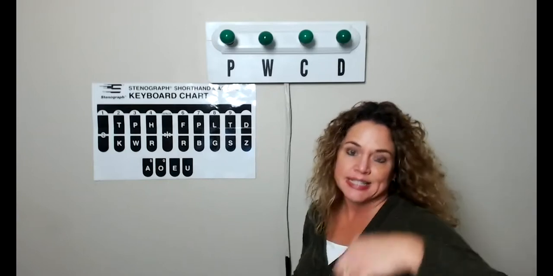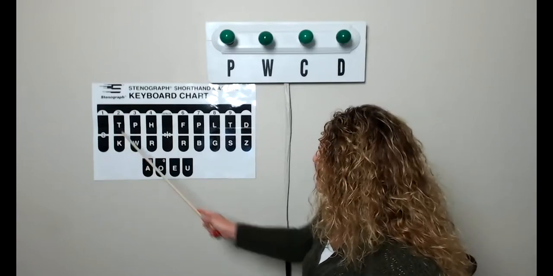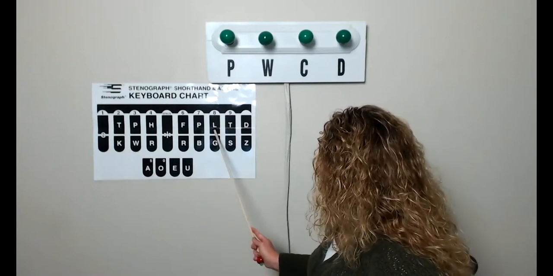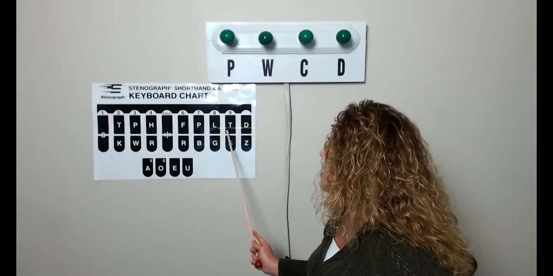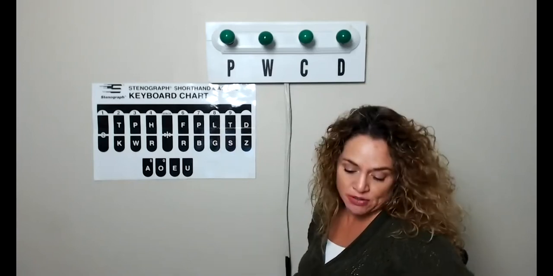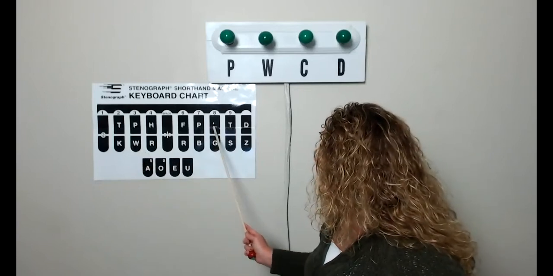That has a silent T, so we don't even worry about the T with that one. Title, T-long I-T, come back for final L. Otherwise, it would be tilt. It would look like tilt or tilt. Wiggle, W-I-G, come back for final L.